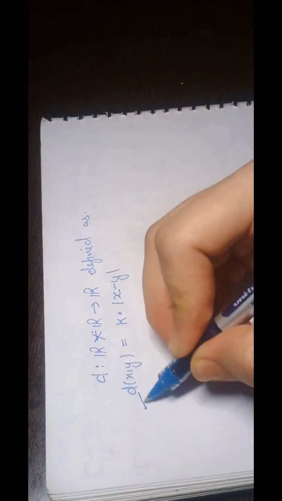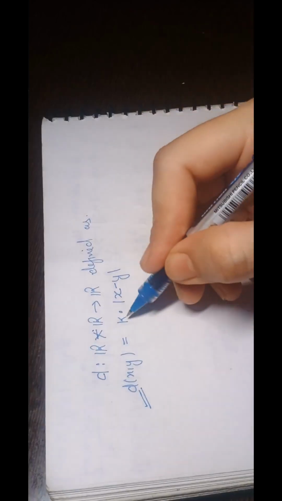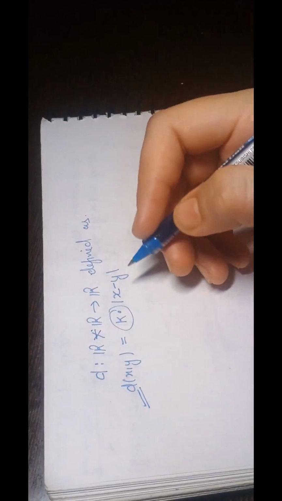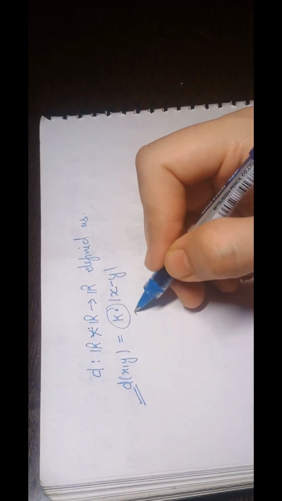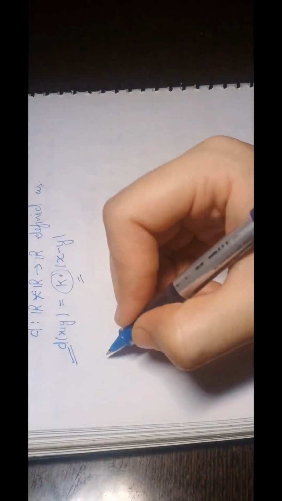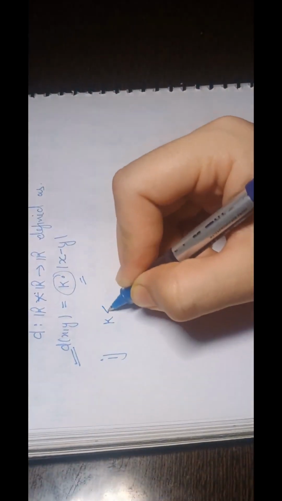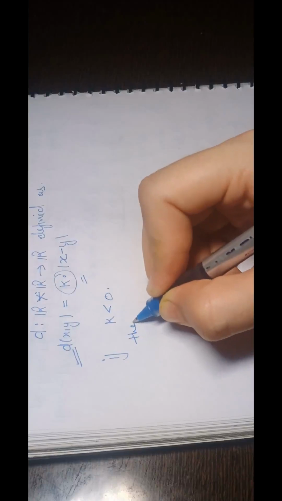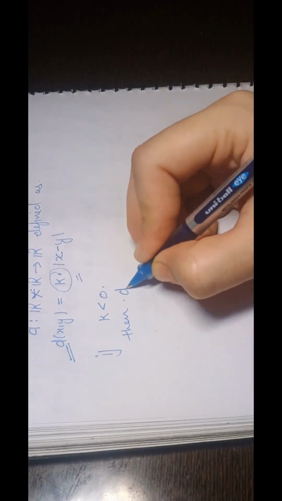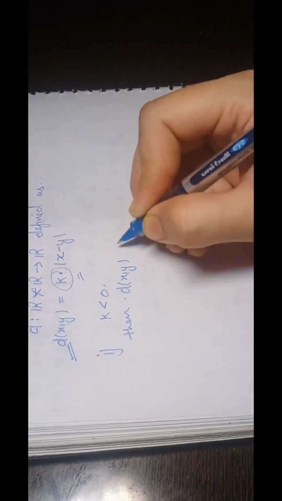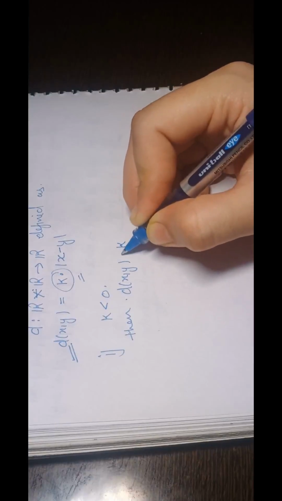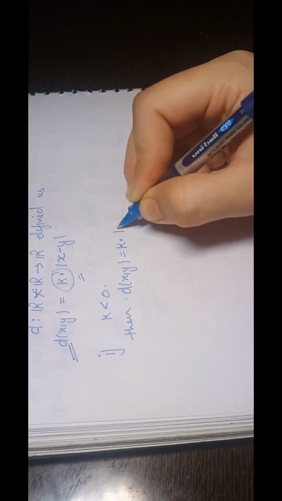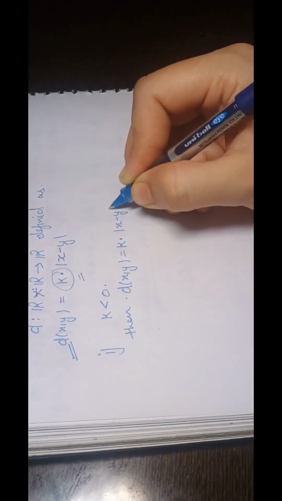Will this function turn out to be a metric if I take k to be any real number? No, it will not. Suppose k is negative, then d of xy is the product of a negative number k and a non-negative number |x minus y|.